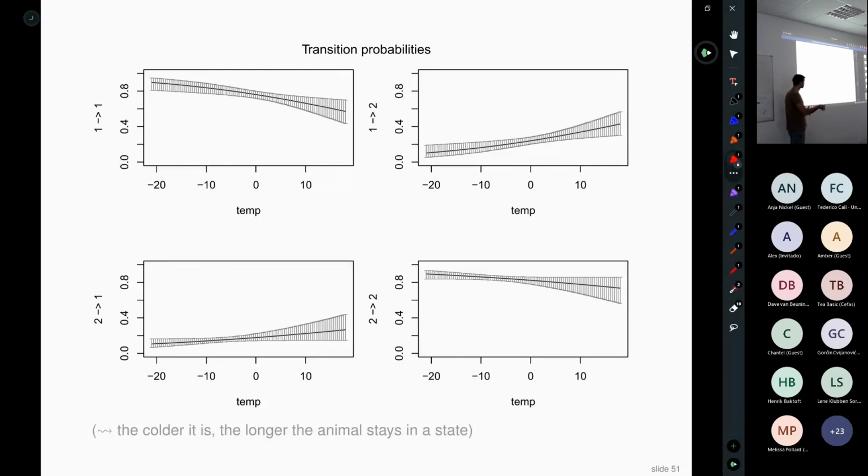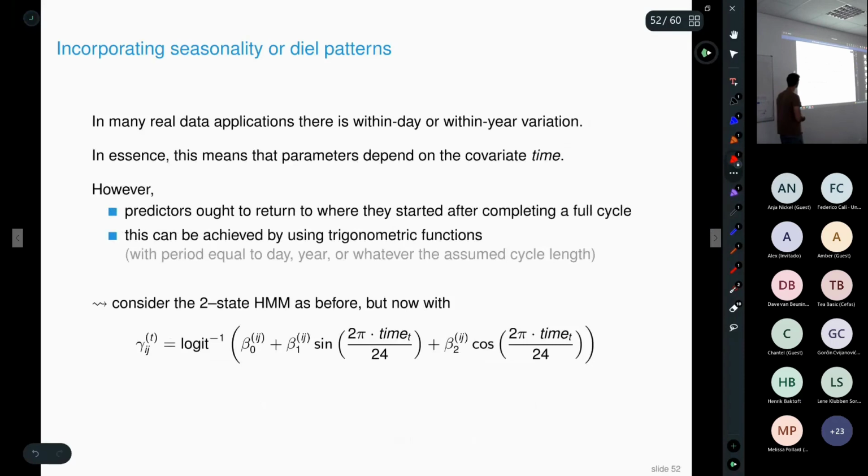Or in other words, when it's cold, it remains longer in whatever state it is in. It's longer inactive and it's longer active. And it's a small data set. I would not write a paper based on this. It's much too short, on one individual, and I just want to showcase how this looks in the end.